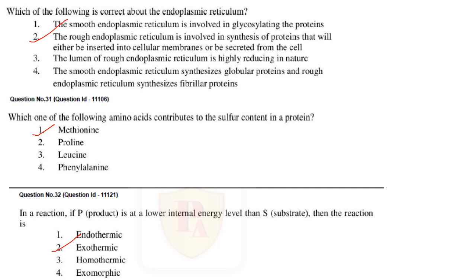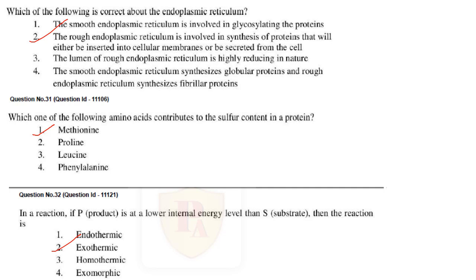The next one. Which of the following amino acids contribute to the sulfur content in a protein? Methionine and cysteine. They both contribute to sulfur content in the protein. So if you see the structure of methionine and cysteine, they will have a sulfur in their structure. So the answer here is methionine.